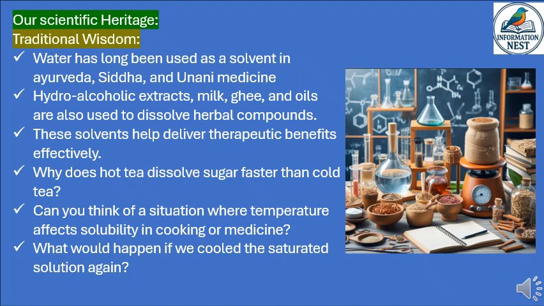Some real life examples of temperature affecting solubility are making syrup for sweets like jalebi or gulab jamun, dissolving spices in hot oil during tadka, preparing decoctions in Ayurveda, and mixing medicines like ORS or herbal teas. In all these cases, heat helps solutes dissolve better, making the mixture more effective.